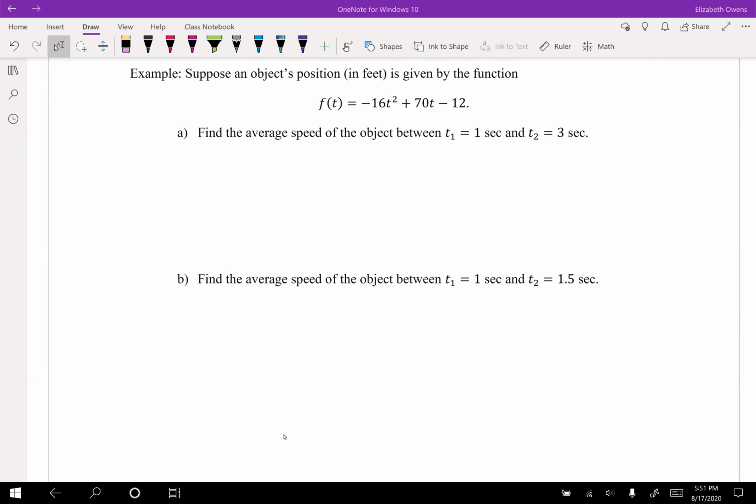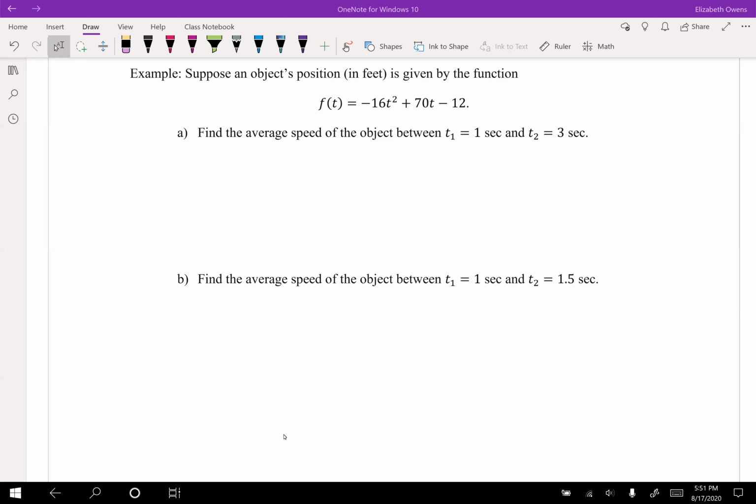So in this example, we're going to take our idea of average and instantaneous speed and look at those in terms of this function here. We are going to suppose that an object's position in feet is given by the function f of t equals negative 16 t squared plus 70 t minus 12. And we can see from these units that t is in seconds. So position in feet, time t in seconds.